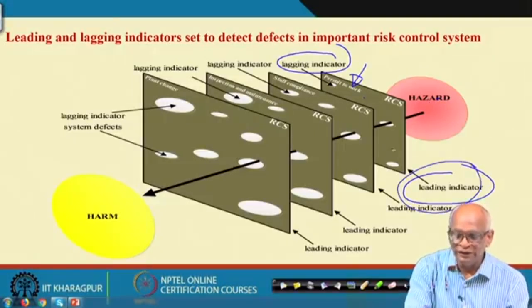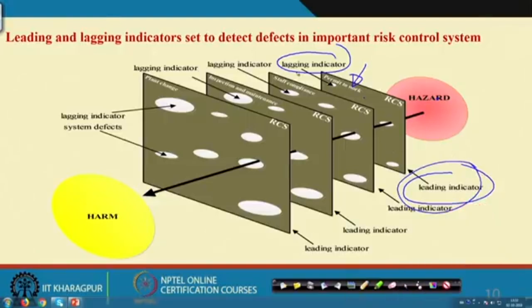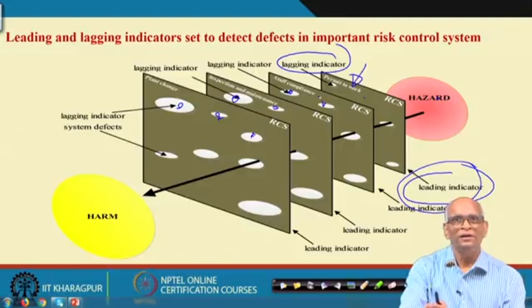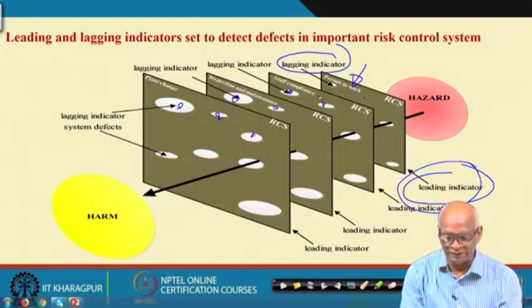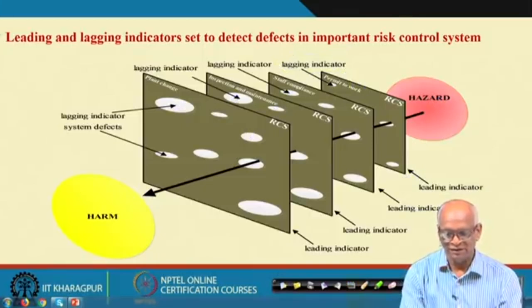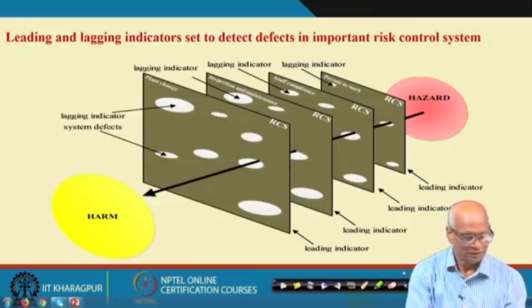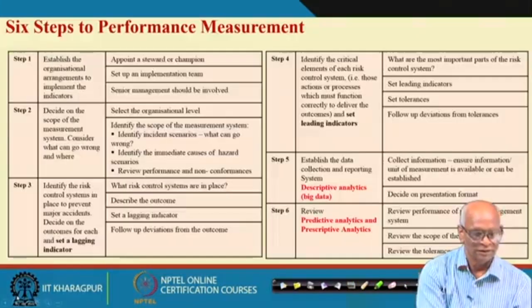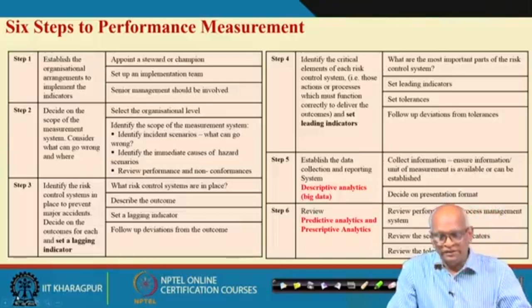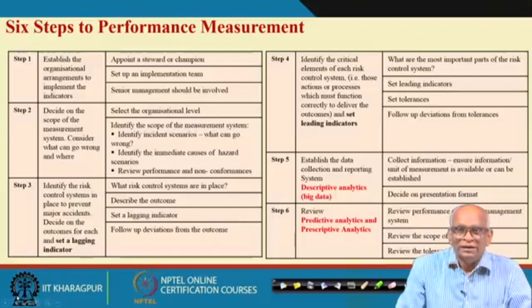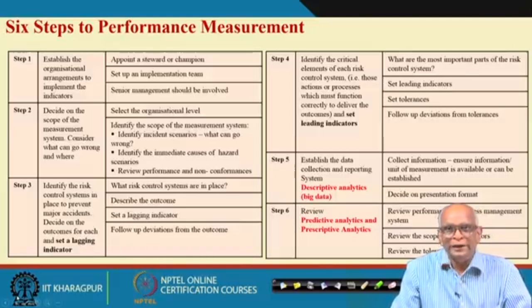The leading indicators will tell what the health is. Lagging indicators will give what the weaknesses are. So, measuring both will help, and those are the safety performance indicators. There is a 6-step process made by HSC, which is pretty good for safety performance measurement.